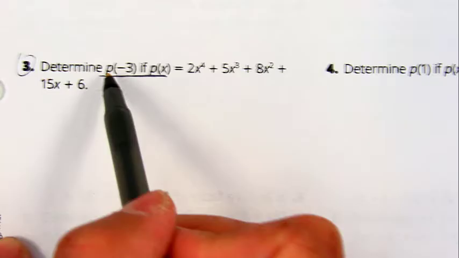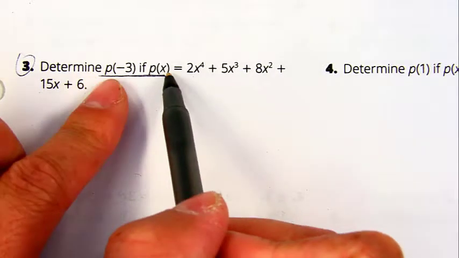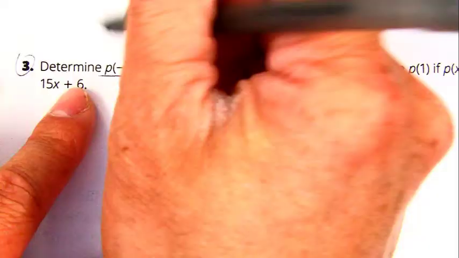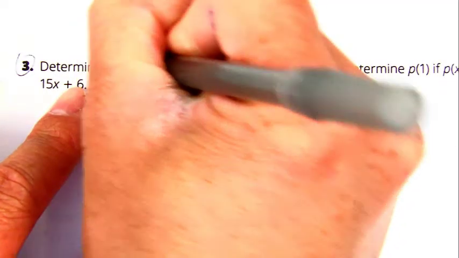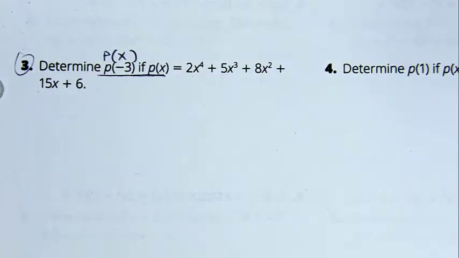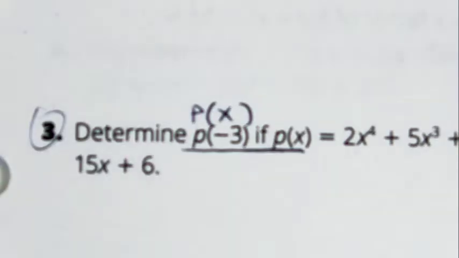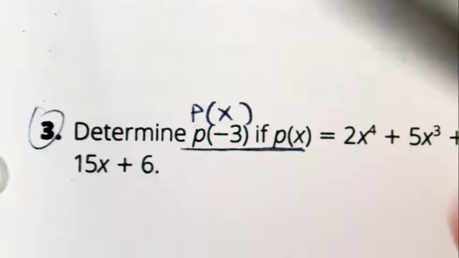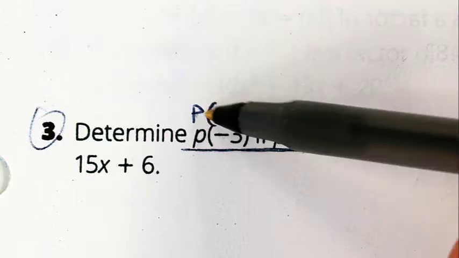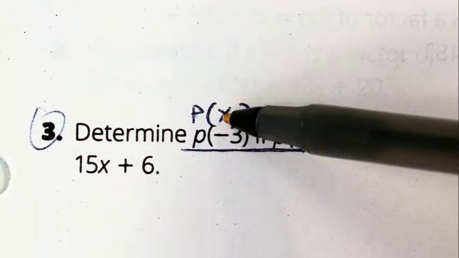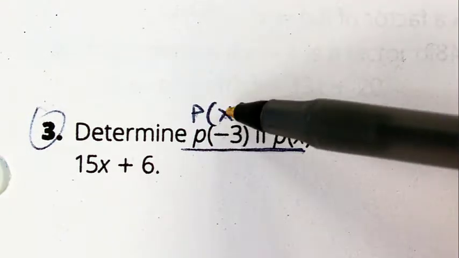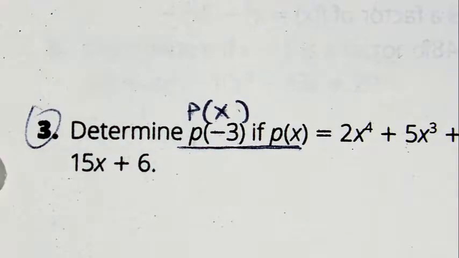I notice they both have a p and a set of parentheses. So what I'm going to do is write p of x above it. And this is going to tell me something. P's are the same, the parentheses are the same, but x and negative 3 are different. So that means your x is equal to what value, class? Negative 3.